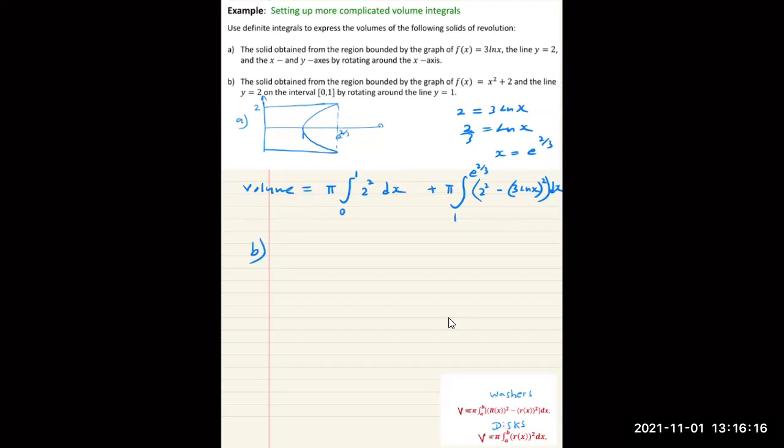Here is the part B. The solid obtained from the region bounded by the graph of f of x is equal to x squared plus 2 and the line y is equal to 2 on the interval 0, 1 by rotating around the line y is equal to 1. Okay. So first of all, let's try to identify this region. To identify this region, I'm going to graph these given functions.